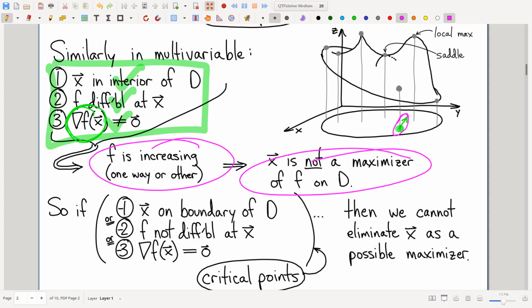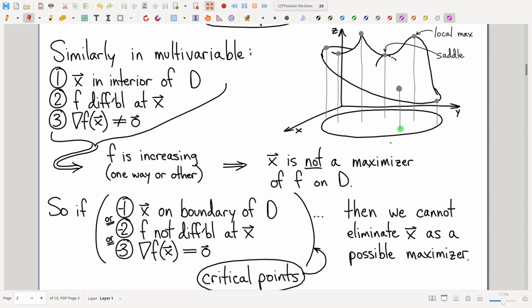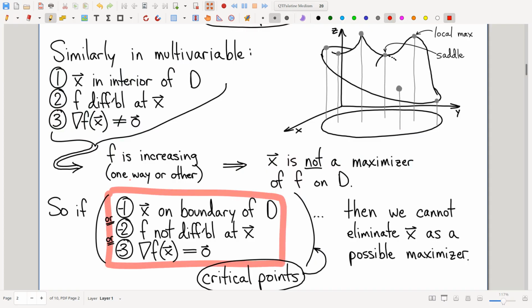So notice it's morally an equivalent argument, right? Same basic idea, just adapted appropriately to a three-dimensional context. Likewise, then, I want to look now at points where any one of those conditions fails. Points on the boundary. Points where the function fails to be differentiable, like there. Points where the gradient fails to be non-zero. In other words, where the gradient is zero. Like so.